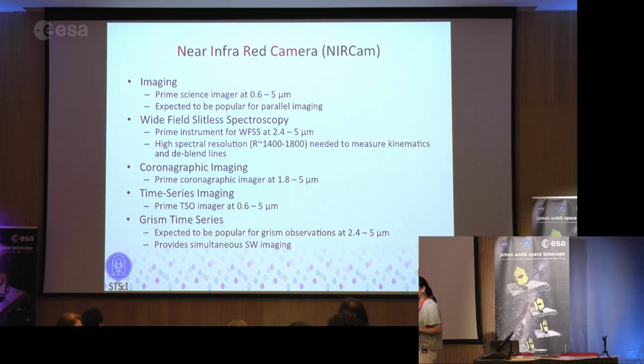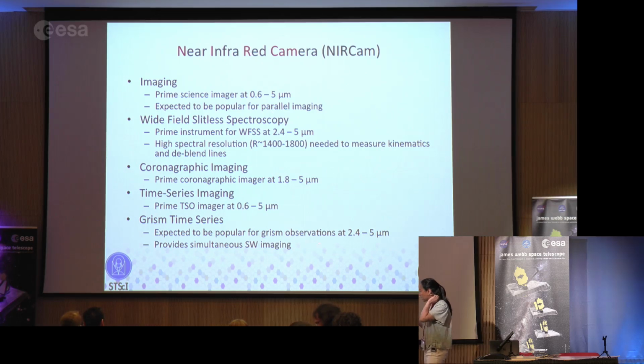And then there's also a couple of time series observation modes for NIRCam. One is imaging, so it's the prime TSO imager at 0.6 to 5 microns. And then just like you have the wide field slitless spectroscopy mode, there is a grism time series mode, which is a mode using the grisms, which is optimized for TSO observations.